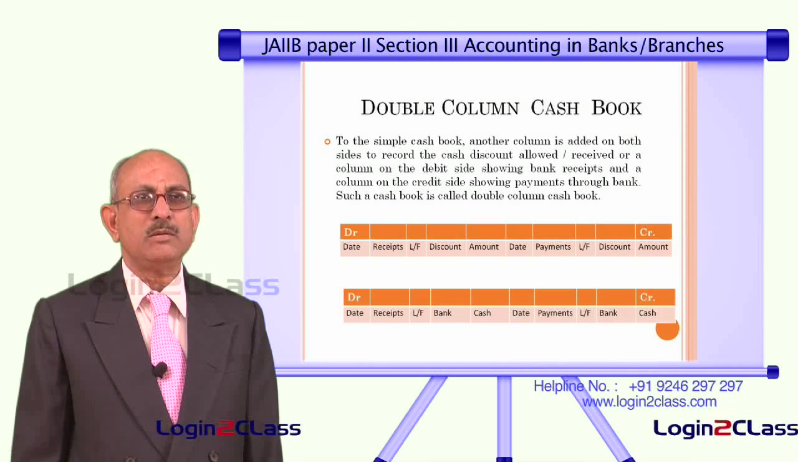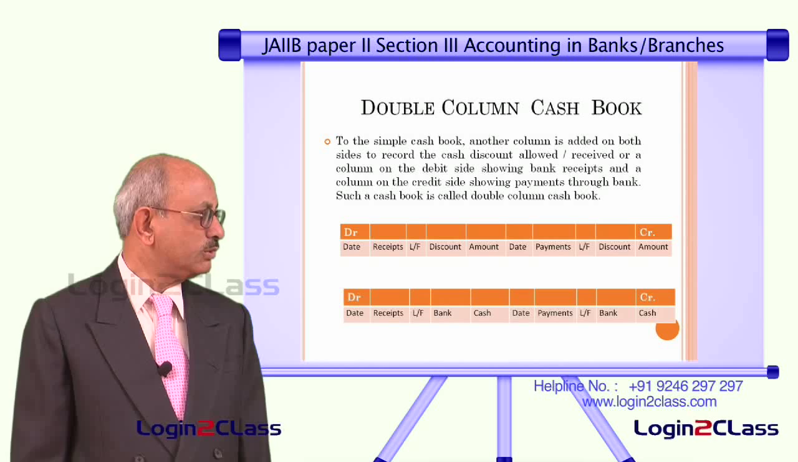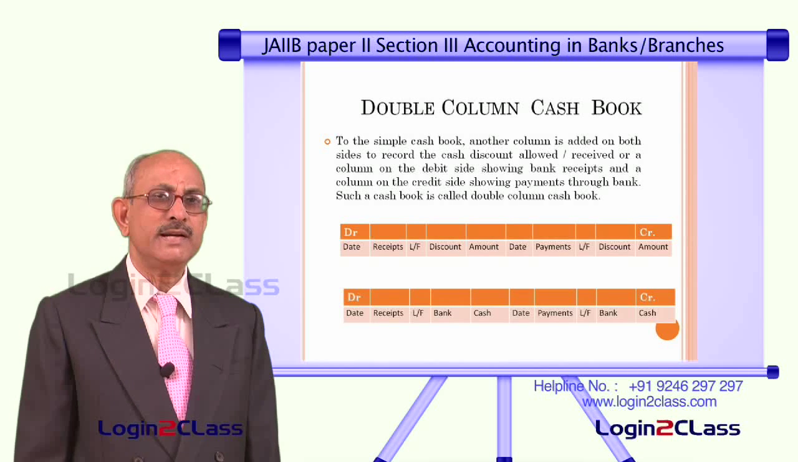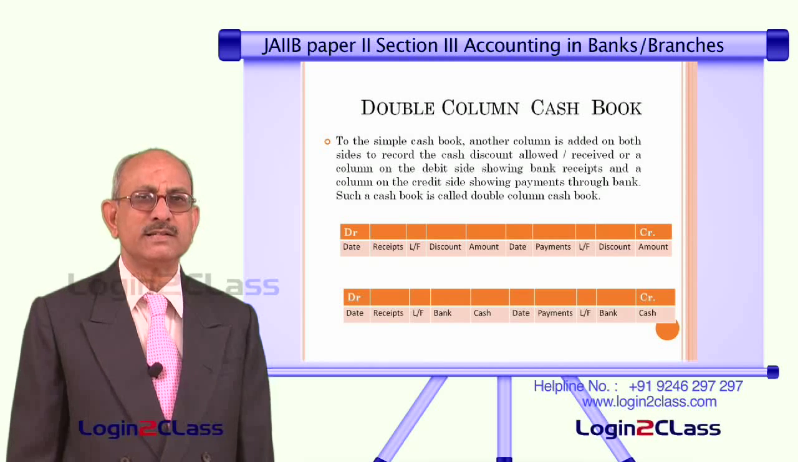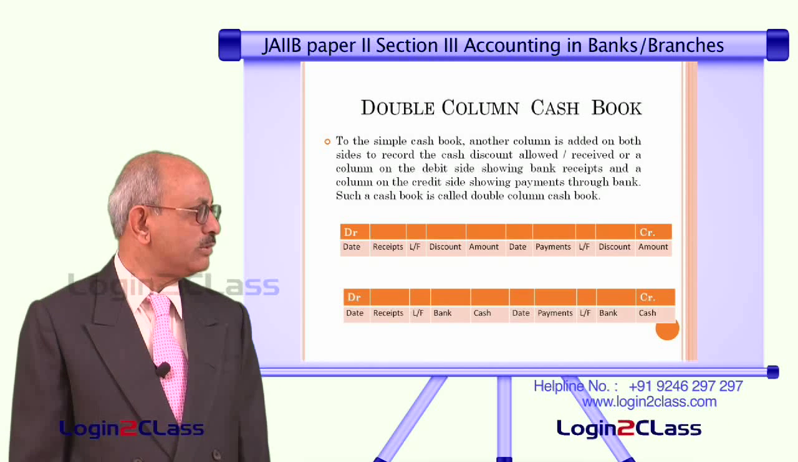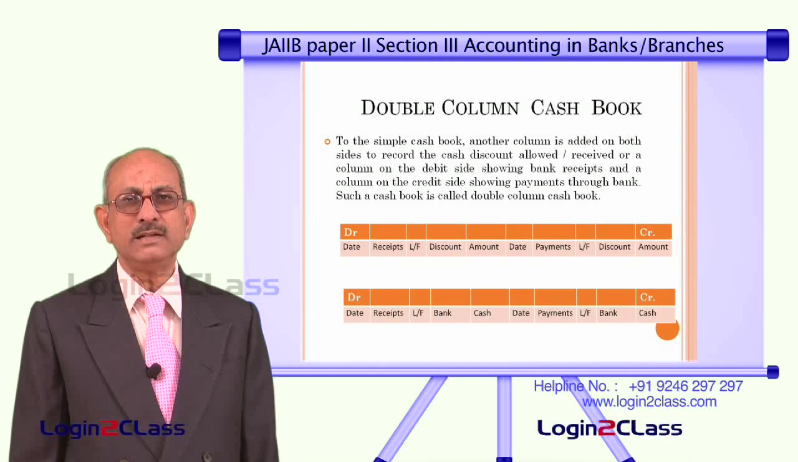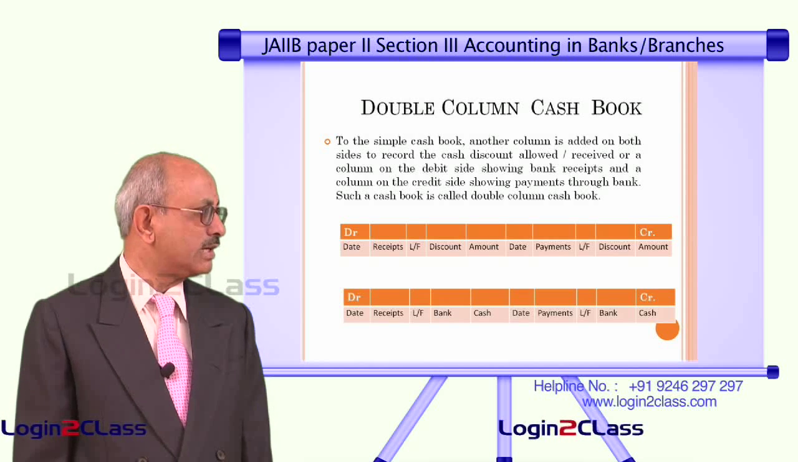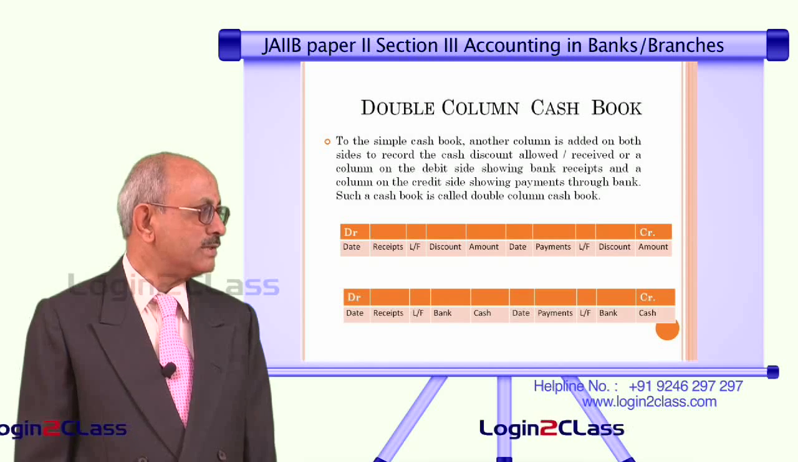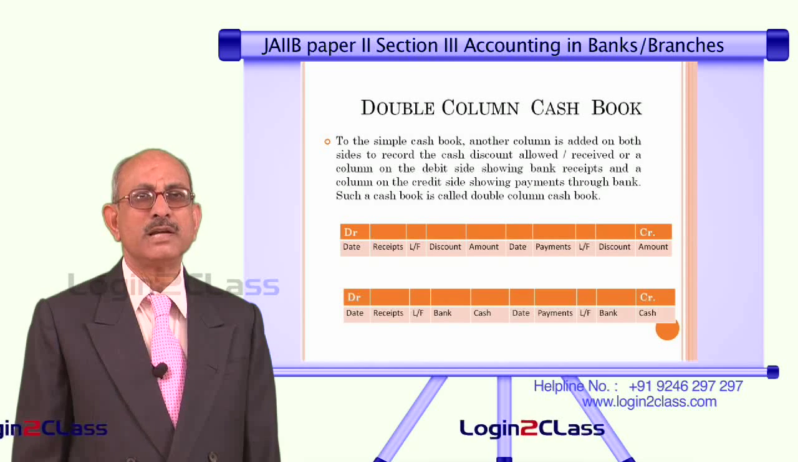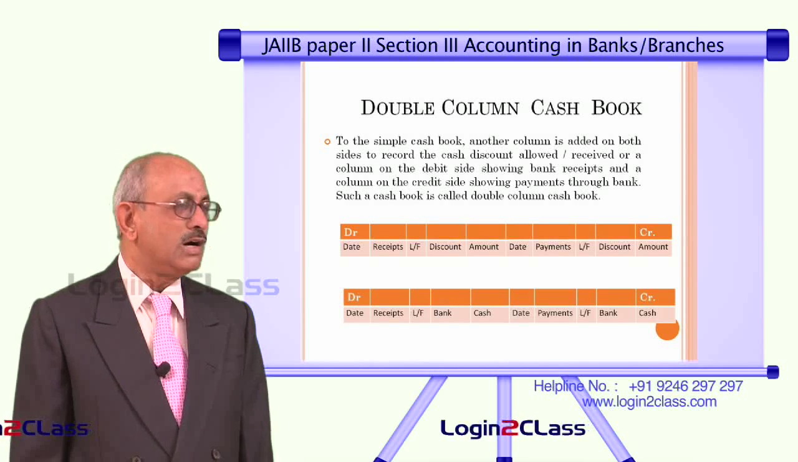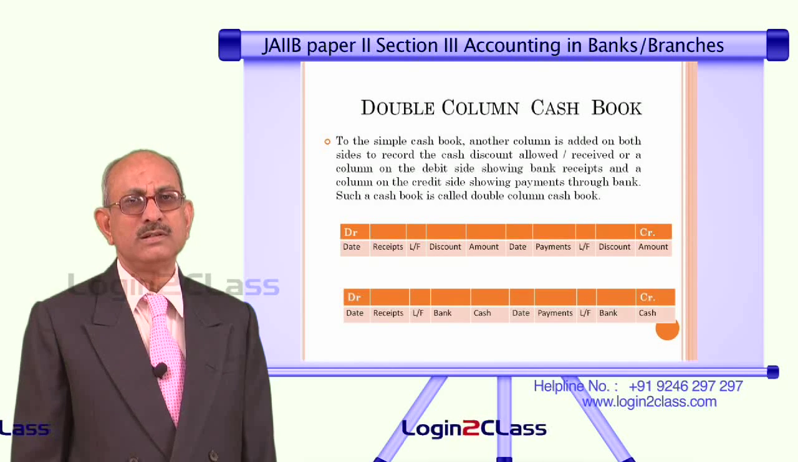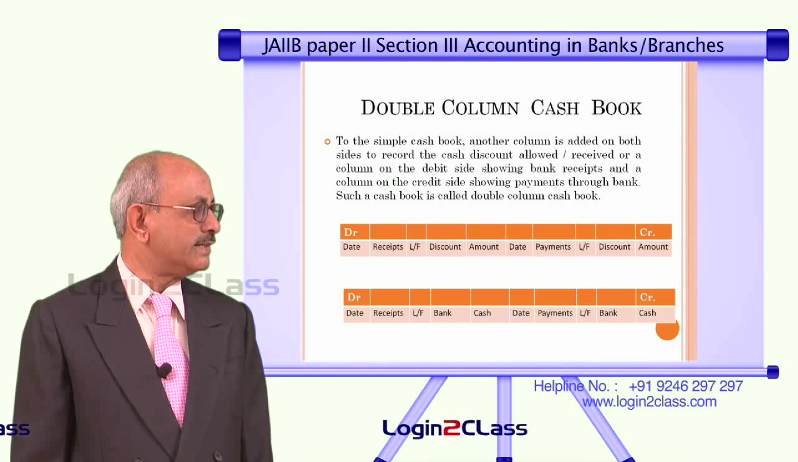And now we go to the double column cash book. So have a look at the screen and you will find that there is one additional column introduced on either side. That is, on the debit side you have one additional column, on the credit side you have one additional column, that is the column related to discount. So one column is added, that is why it is called a double column cash book. That means there are 2 columns on either side of the cash book. On the debit side there are 2 columns for amount and there are 2 columns on the credit side.